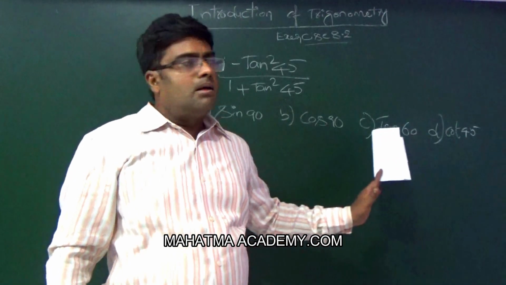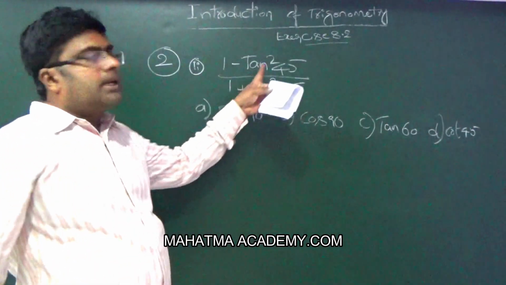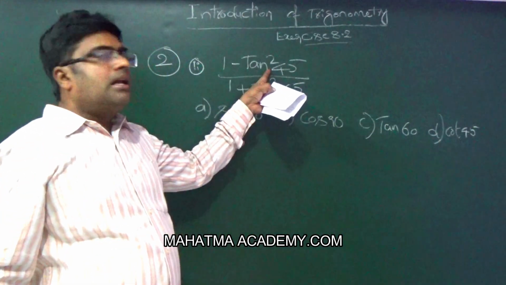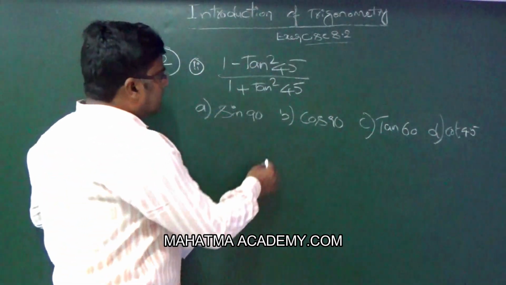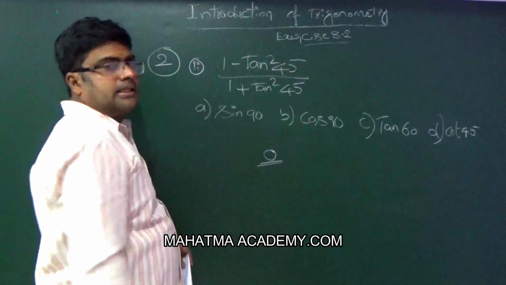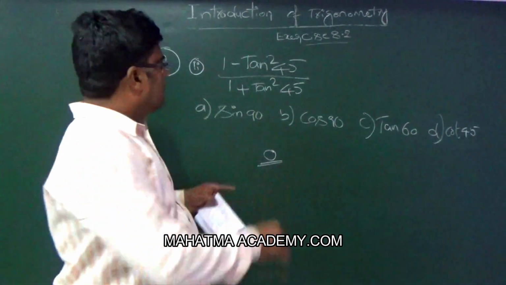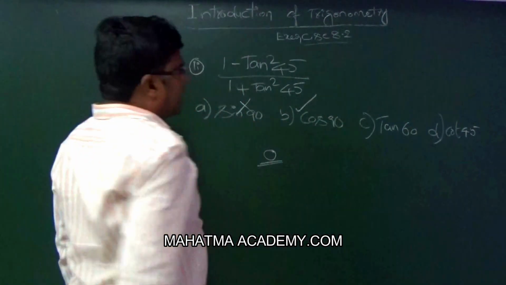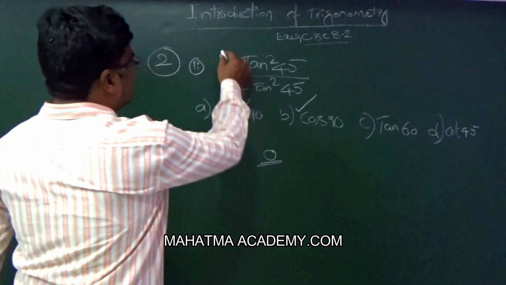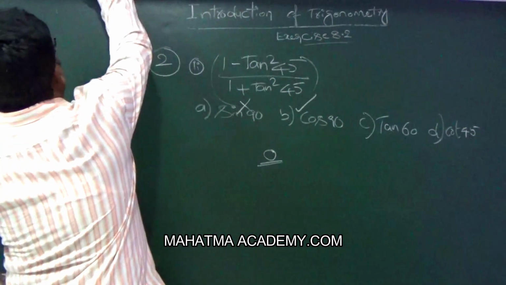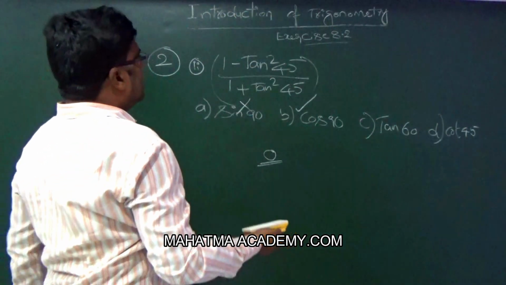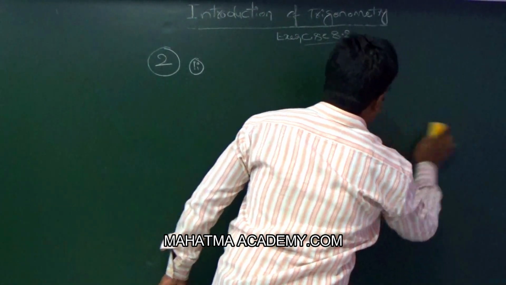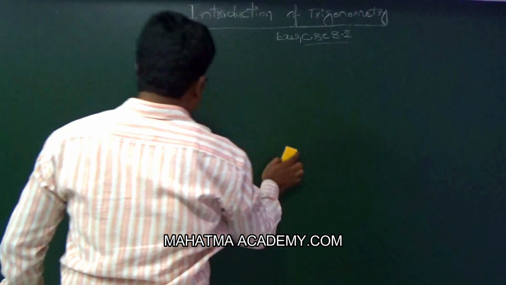That is the problem. So first of all, what is the tan 45 value? Tan 45 value is 1. So substitute the tan 45 value in this equation. We will get the result as 0. Sin 90 is 1, so this is not the answer. Cos 90 is 0, so option B is the correct option for this problem. Okay, just substitute the trigonometric ratio values and compare with the options. That is the case for these problems.